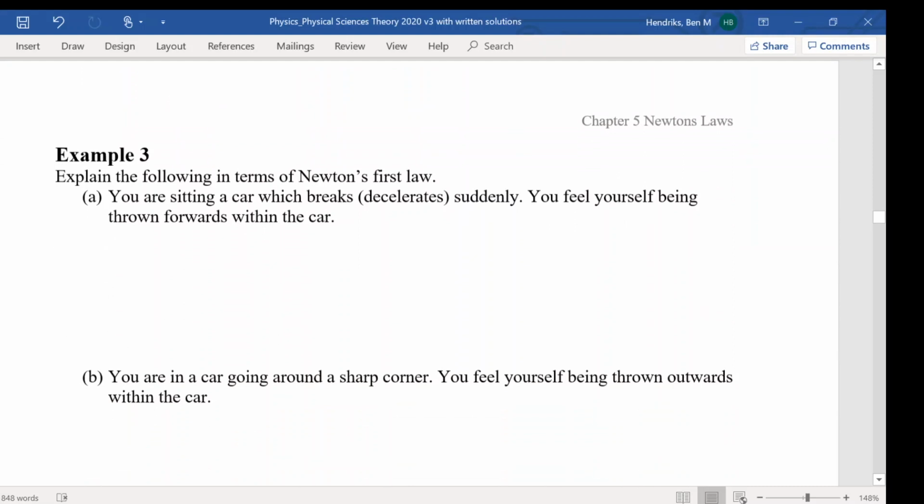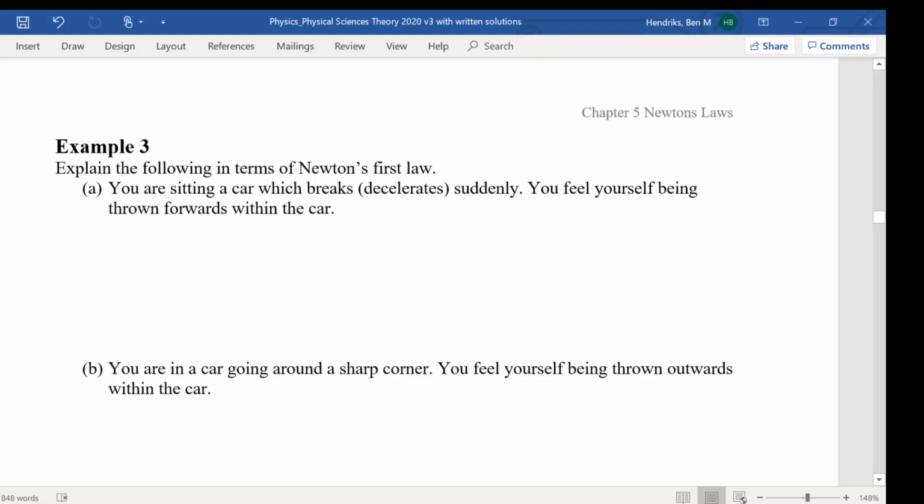Okay, example 3 now. These are some discussion problems. Explain the following in terms of Newton's first law. You are sitting in a car which brakes and decelerates suddenly, and you feel yourself being thrown forwards within the car.